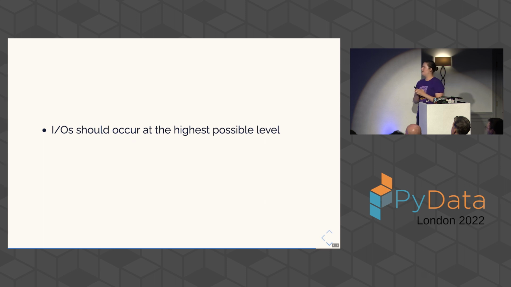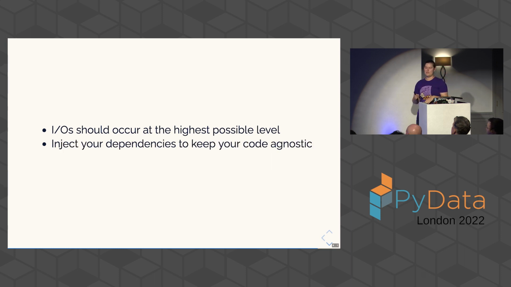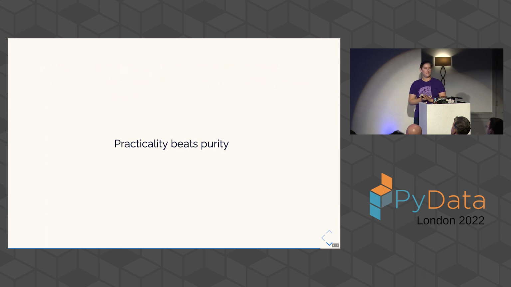One thing is that IOs should occur at the highest level possible, so first thing and last thing in your code. Then you should try to inject dependencies so that your code is agnostic to third-party dependencies, and try to use abstraction layers. But the most important thing of all is, as the Zen of Python says, practicality beats purity.